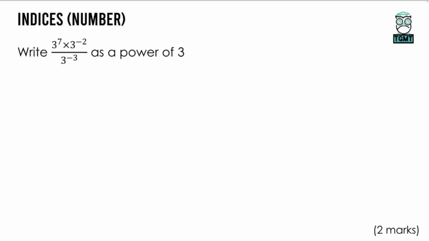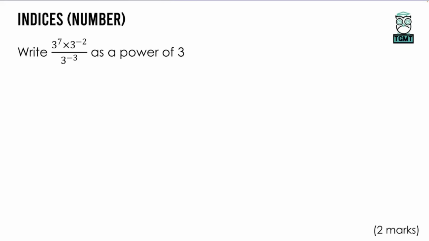When we have indices and we are dealing with numbers, we could be asked to write the value of this. However, if we were asked to write the value here, we could just type this into a calculator. But this one says write it as a power of 3. So if we're going to write it as a power of 3, it's easier for us to apply our index laws. So when multiplying, we can add the powers.